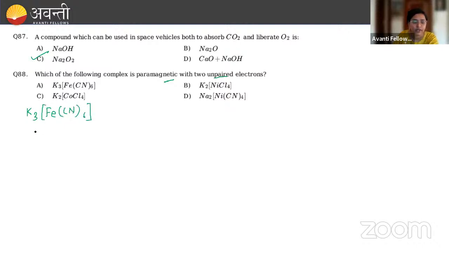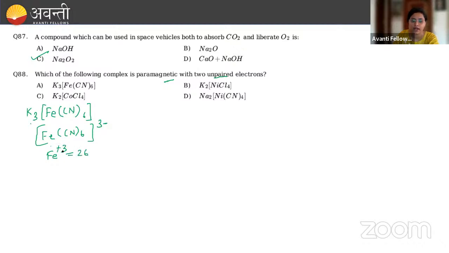So here the complex will have CN6. The 3 potassium ions give 3 plus charge, so here the complex will have 3 minus charge. Now for iron, you have to find out the oxidation state. So it will be plus 3. Iron is atomic number 26.